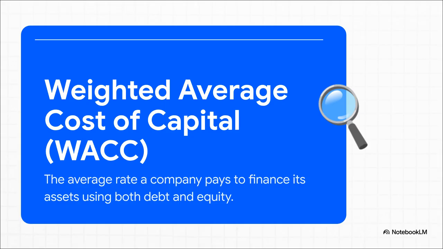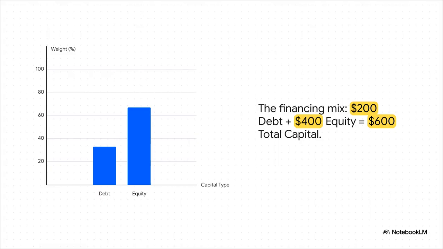It averages out the cost of its equity and the cost of its debt, and it weights them based on how much of each it uses. It tells us, on average, what it truly costs the company to fund itself. First things first, we need the weights.